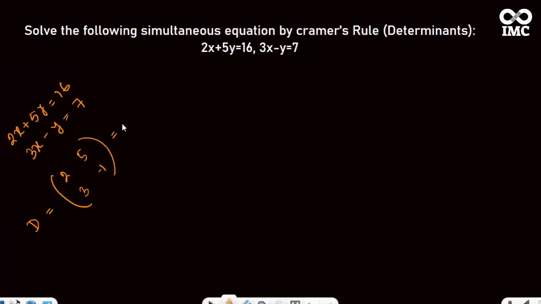So 2 into minus 1, that is minus 2, minus 5 3s are 15. So here we will get minus 17. Here the determinant cannot be 0. This is the very important part.